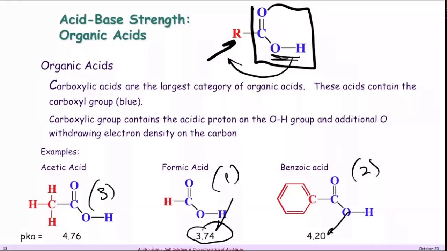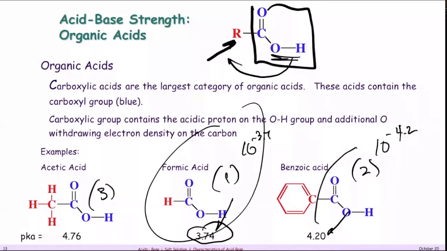Smaller pKa leads to stronger acids, okay? Because remember, the Ka is 10 to the minus pKa. So this one's about 10 to the minus 3.7. This one's about 10 to the minus 4.2. 10 to the minus 3.7 is a bigger number than 10 to the minus 4.2. That's why this will be the stronger acid.